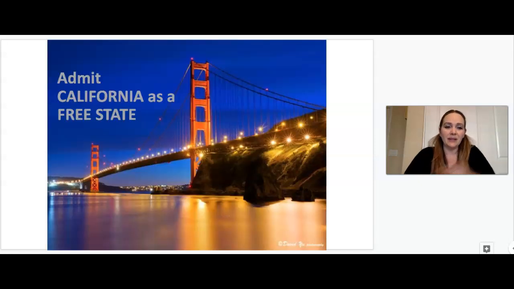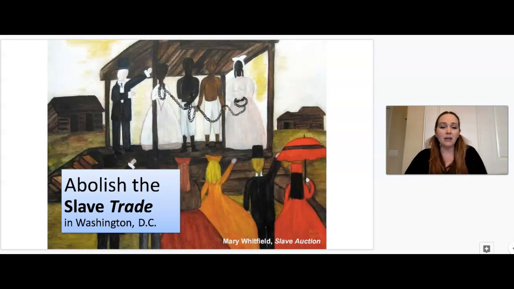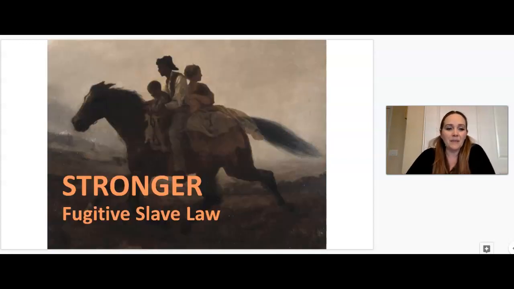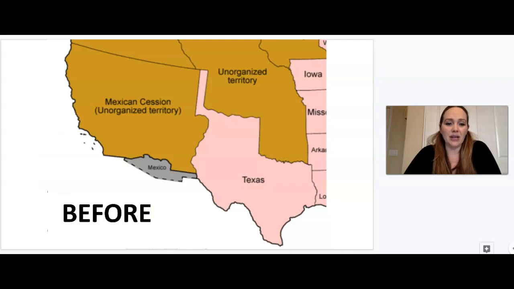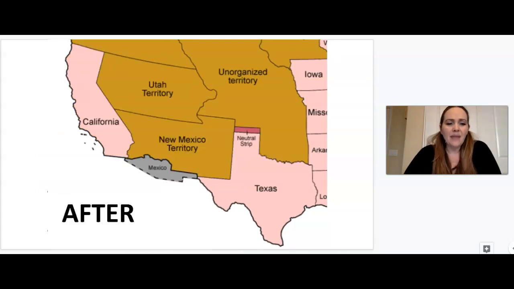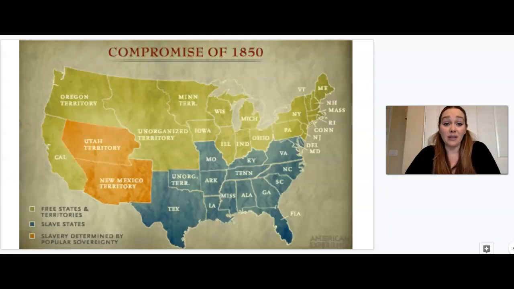Compromise of 1850. California is a free state. Abolish the slave trade in Washington, D.C. Stronger fugitive slave laws. You know of a runaway slave? You gotta report it. Fugitive slave law, okay? And popular sovereignty. Hey, we're going to let you vote if we're slave or free in new territories that we are claiming as a country. So here's before. And then California gets to come in as a free area. And then we divided the rest of it for the time into Utah and New Mexico. And they both got to vote on what they wanted to do.